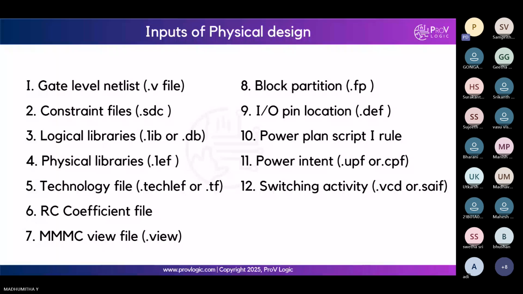Next is power plan script rule, power intent and switching activity. All of these three files, point number 10, 11 and 12, are with respect to the power of the IC. How we are going to supply power, how we are going to manage the power, and if there is any IR drop in the design, how we are going to fix it. All of this information will be present in these three files: power plan, power intent and switching activity. We will be studying all of these 12 files in detail in the course.